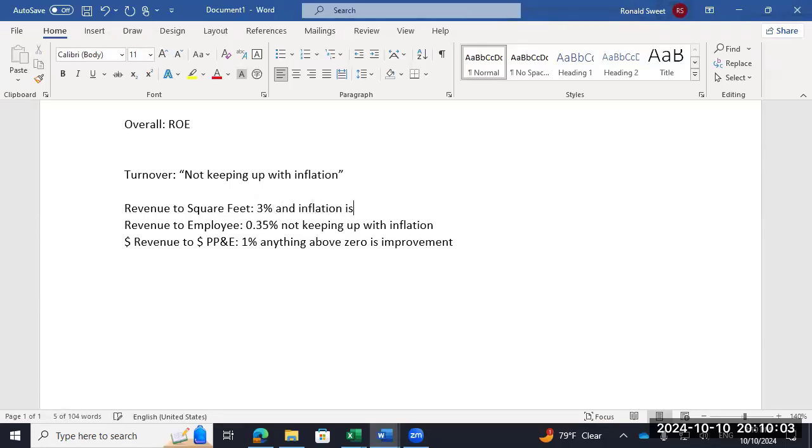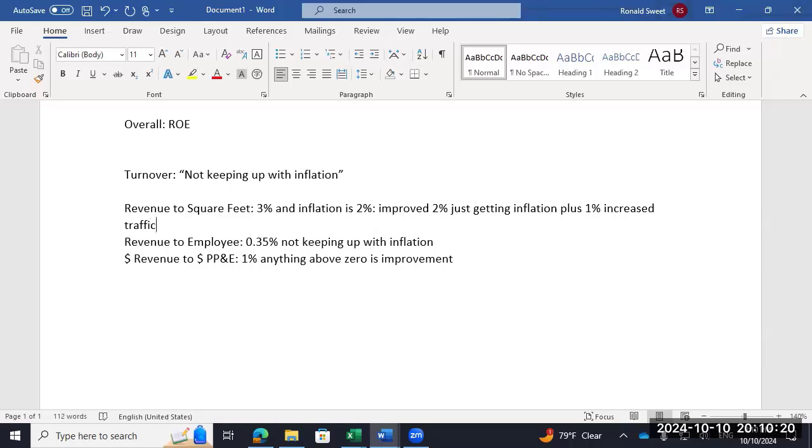And inflation is 2%. So they improved 2% just getting inflation plus 1% increase. You can use this term traffic. Does that word make sense? Traffic, more people in the store, or the people in the store buying more stuff? So people spent 3% more per square foot, but you would expect them to just pay 2% more if they didn't buy any extra stuff, just because prices are going up, which means they either had 1% more people coming to the store, or the people in the store are buying 1% more stuff.